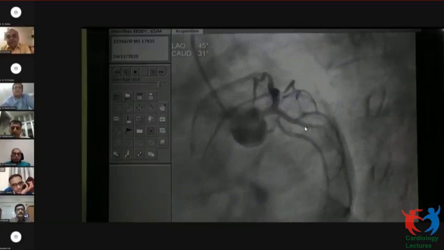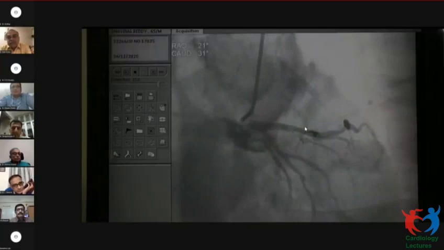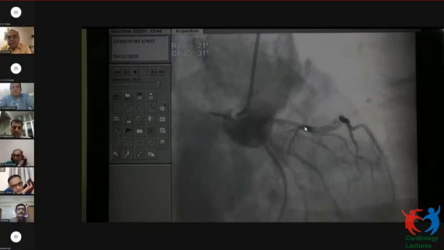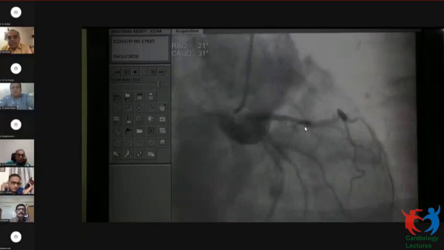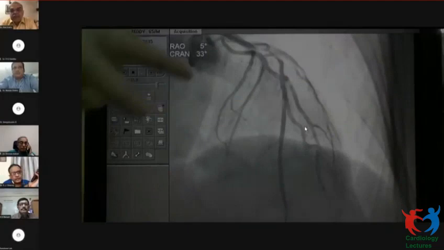You can see the left main ostium. Even in this view also, there is some haziness and with the catheter, some LV pressure damping was there. So because of that, we thought we'll assess with IVUS examination. Go to the next view. You can see the LAD diagonal. Go to the next. See, this is LAD diagonal.